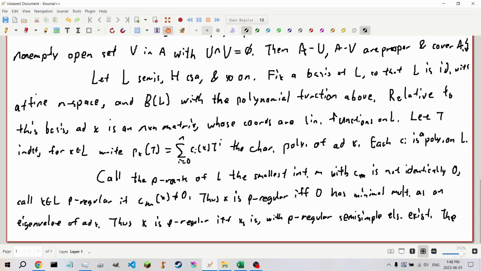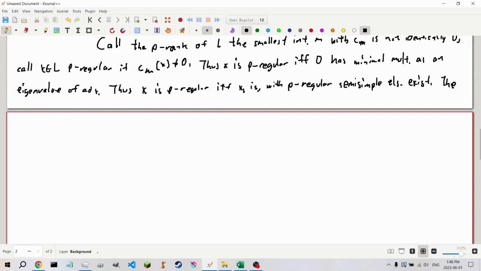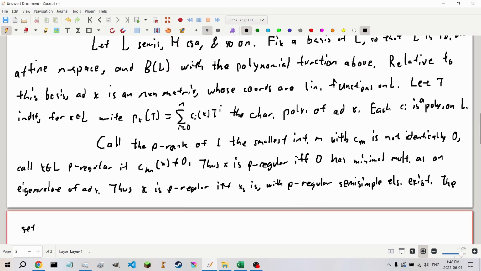Now the set of all regular elements of L, that's going to be a fancy R, that's the best I can do, I think, is going to be open, and being non-empty, it is dense.